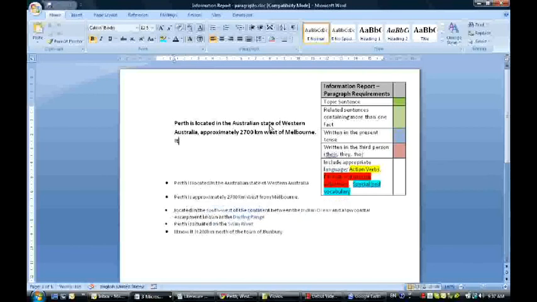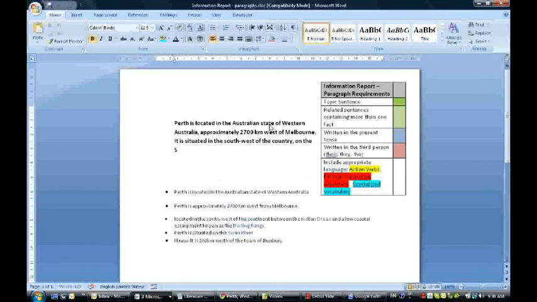It is, I've already used the word located, so I don't want to use that again. It is situated in the southwest of the country, because we know Australia is referred to as a continent and a country, but in our context we're going to just use the word country, as we've already mentioned Australia. It is situated in the southwest of the country on the Swan River.